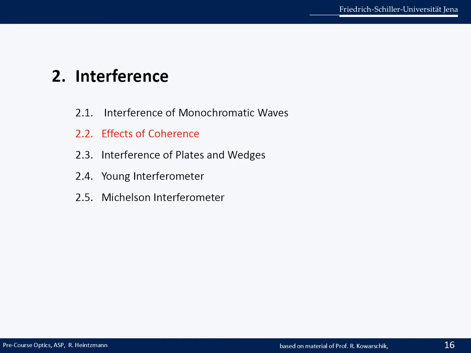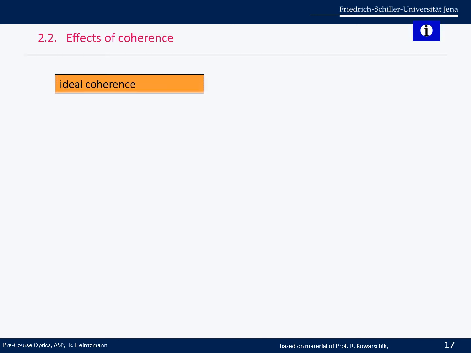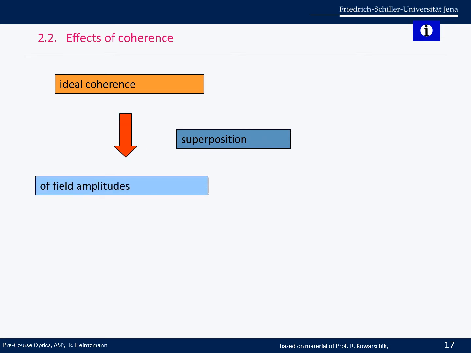Now we will look a little bit more in detail at under what conditions interference can happen and when you do not see it. Because as you know, interference is not necessarily an effect that we observe all the time in our everyday lives. So how come? Well, the explanation for this is coherence. So we need coherent light to see interference. If we have ideal coherence, we have to superimpose not the intensities, but the amplitudes. So that is the amplitude of the wave.